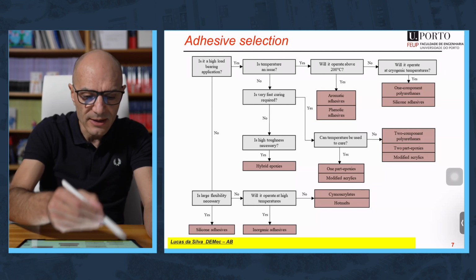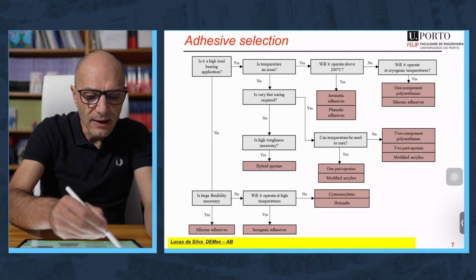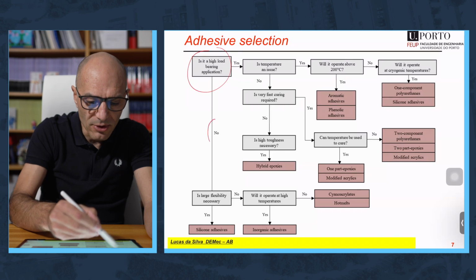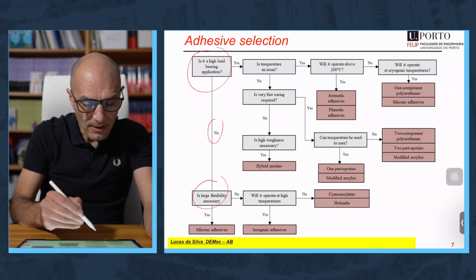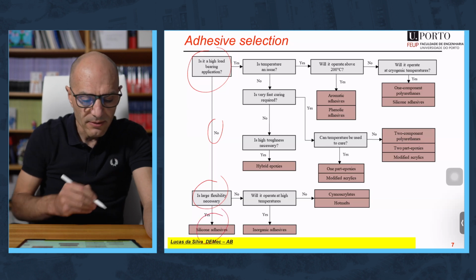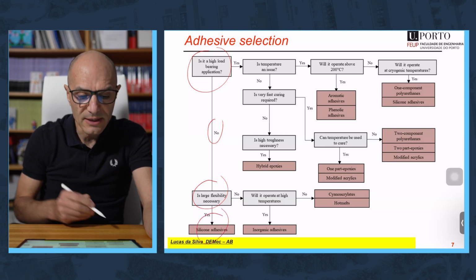For example, let's start here. Is it a high load bearing application? No. Is large flexibility necessary? Yes. Typically you would select a silicone adhesive.